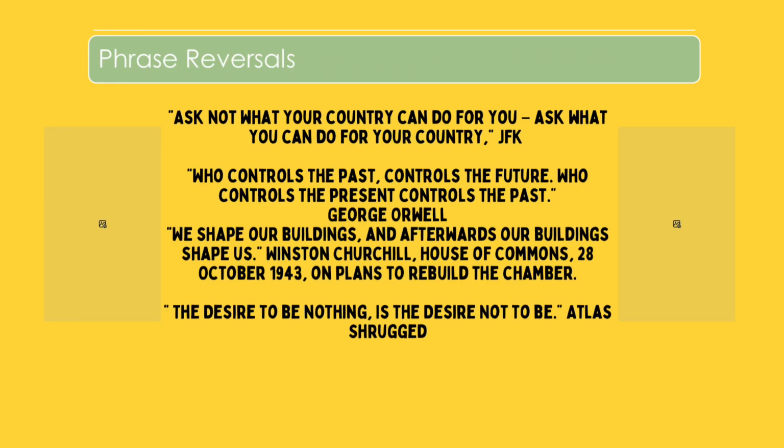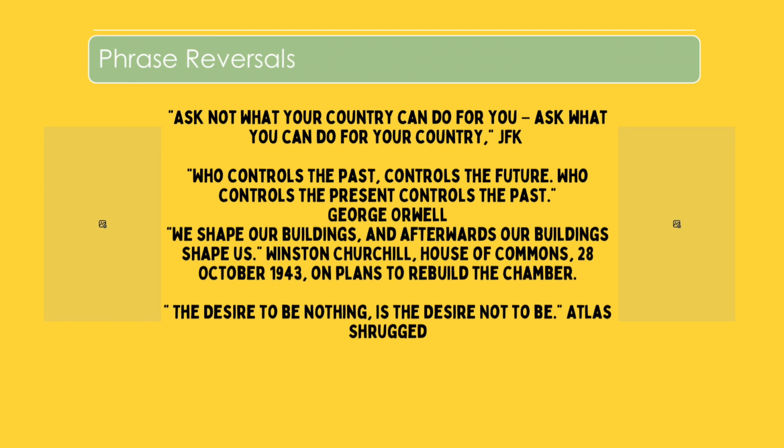Phrase reversals, or the use of an antithesis, can be a powerful rhetorical device in speeches. They involve the juxtaposition of contrasting ideas with a parallel grammatical structure. You can use these like John F. Kennedy did in emphasizing a call to action. Ask not what your country can do for you, ask what you can do for your country.